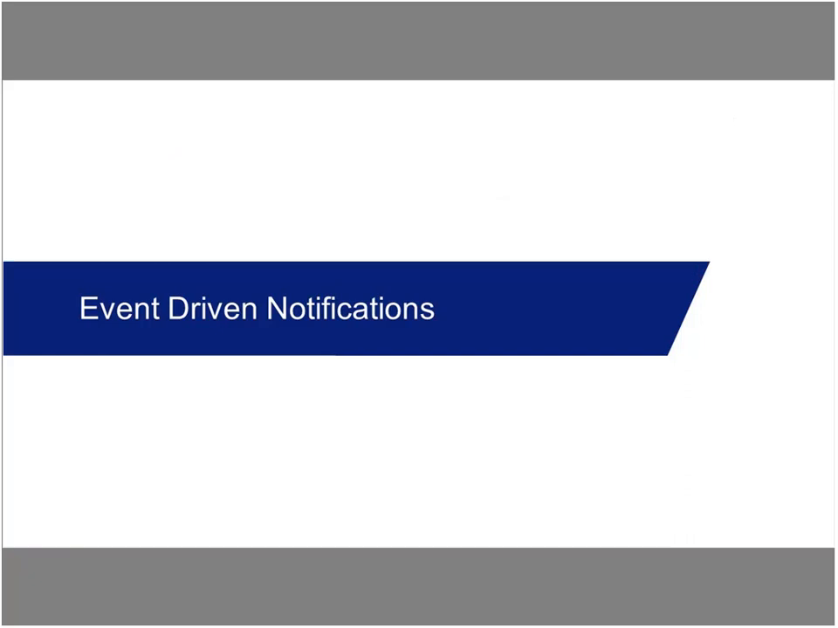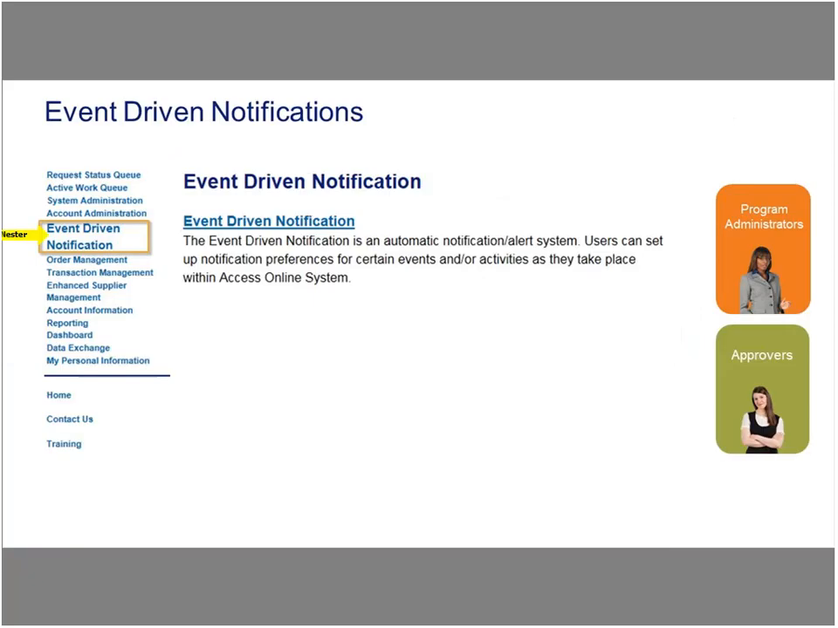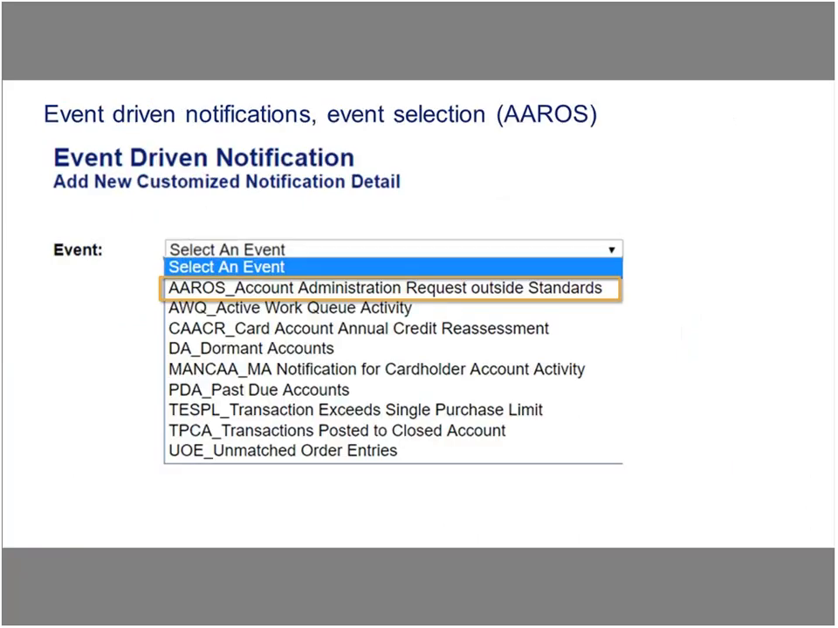Now let's talk about event-driven notifications. So these are in a separate section on your main menu, and these can be used by program administrators or approvers. And event-driven notifications are email notifications, and they relate to very specific activity on your accounts in your hierarchy of responsibility. So there's a drop-down box here with many different options. We're going to go through these.